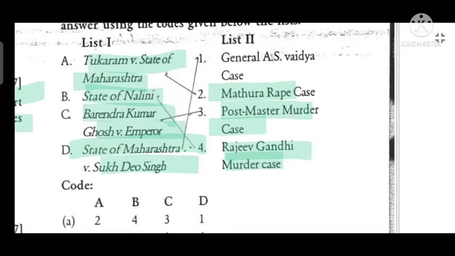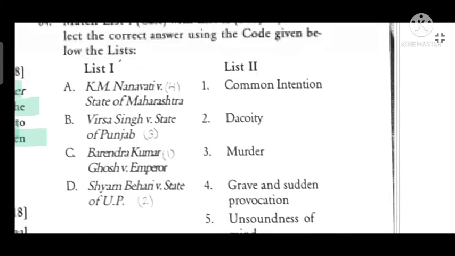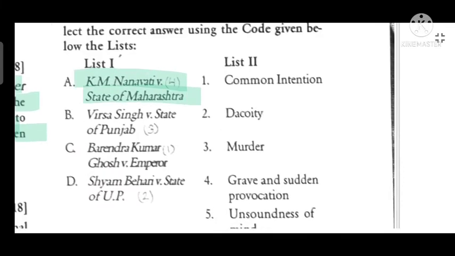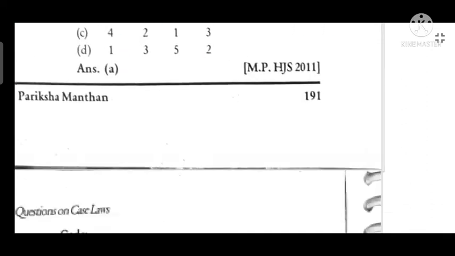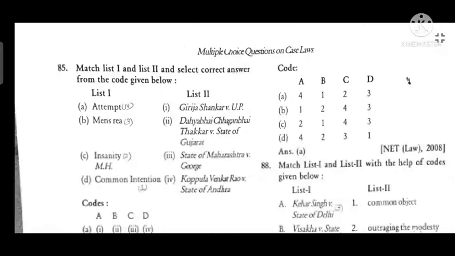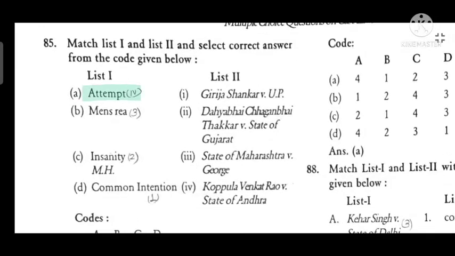State of Maharashtra versus Sukhdev Singh, General A.S. Vaidya case. K.M. Nanavati versus State of Maharashtra, grave and sudden provocation. Virsa Singh versus State of Punjab, murder. Barendra Kumar Ghosh versus Emperor, common intention. Shyam Behari versus State of UP, dacoity. Attempt. Koppula Venkat Rao versus State of Andhra, mens rea. State of Maharashtra versus M.H. George, insanity.